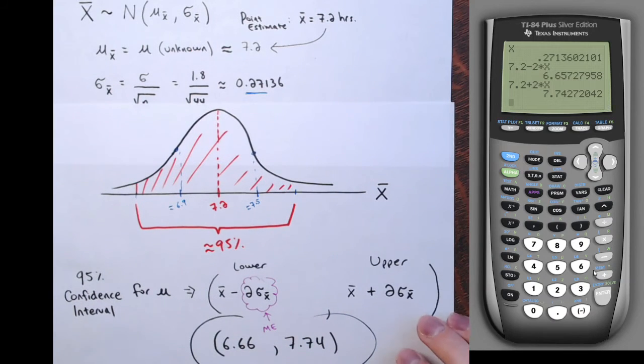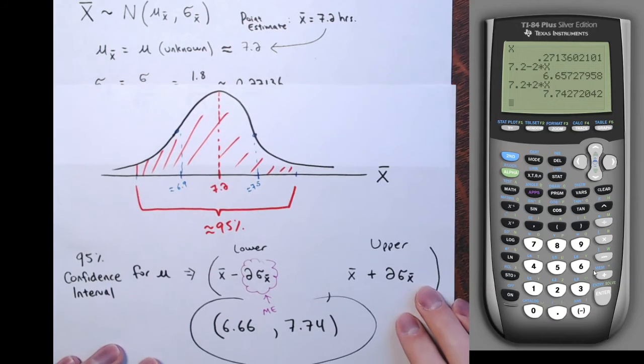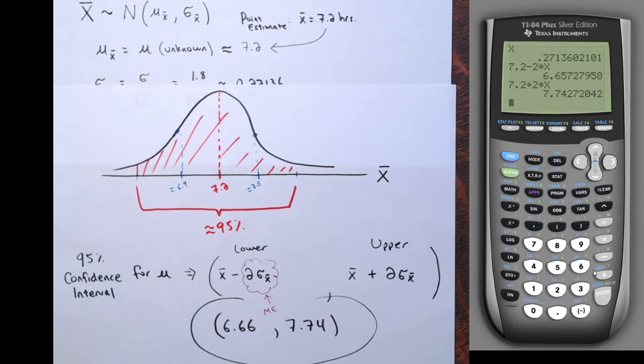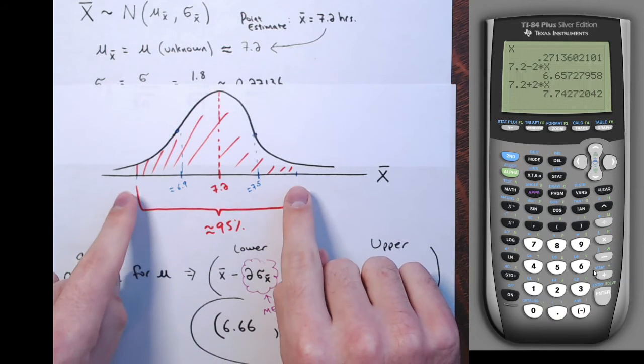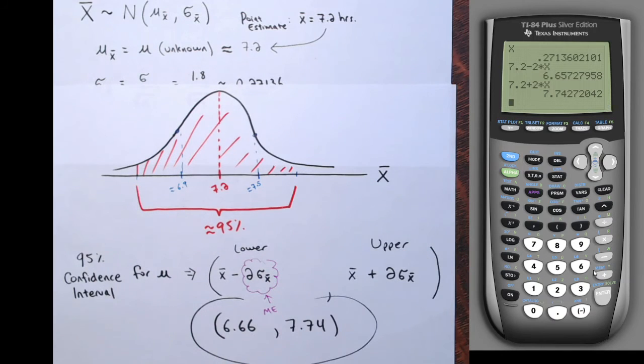So what we're saying here is that based on this one sample of 44 adults, I am 95% confident that the average amount of sleep that all adults get, the entire population, the mu, is between 6.66 and 7.74 hours, somewhere in here. And if I wanted to go 99.7%, then I'd do within 3 standard deviations.